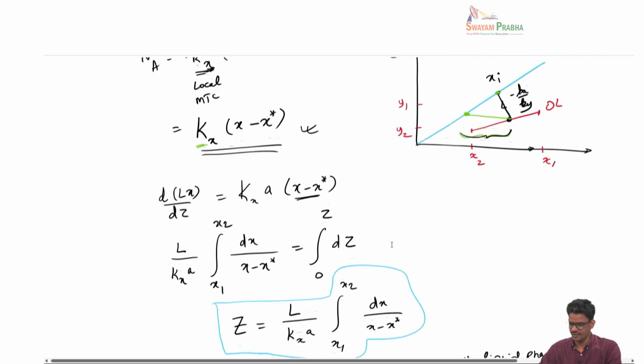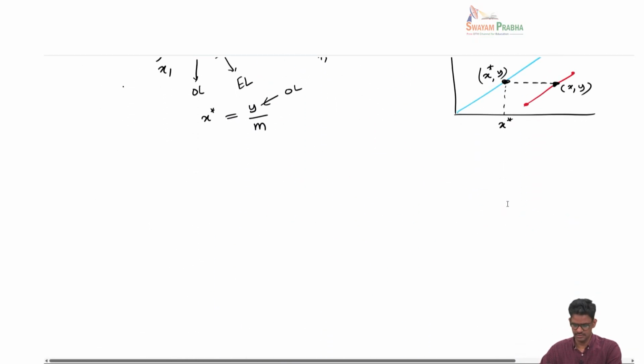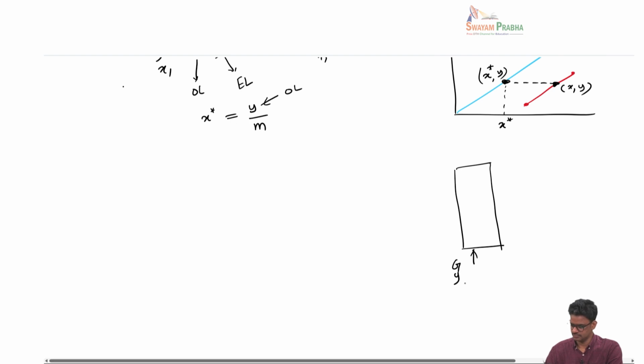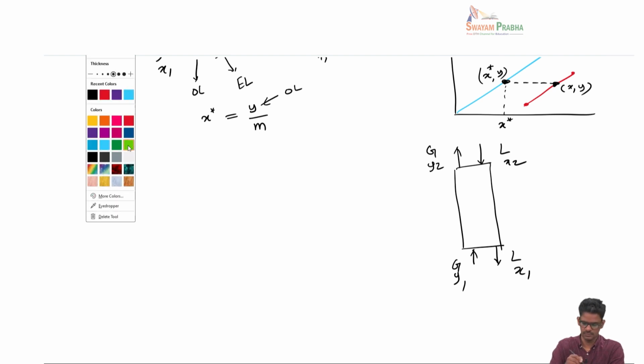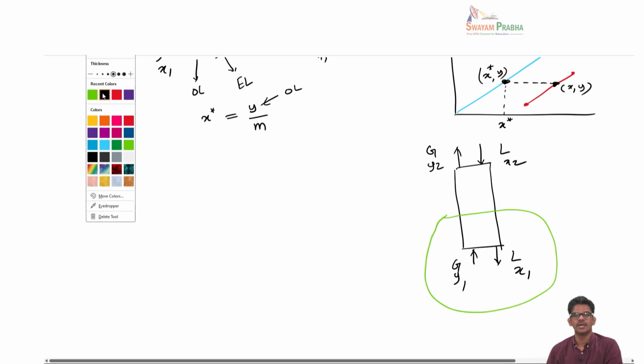So going back to this kind of a stripping column here, we can write a mass balance. So we will do a mass balance to obtain the operating line in this particular envelope shown by a green line.